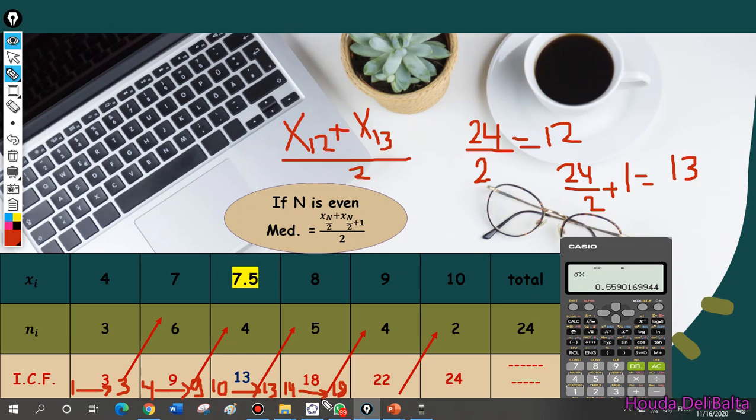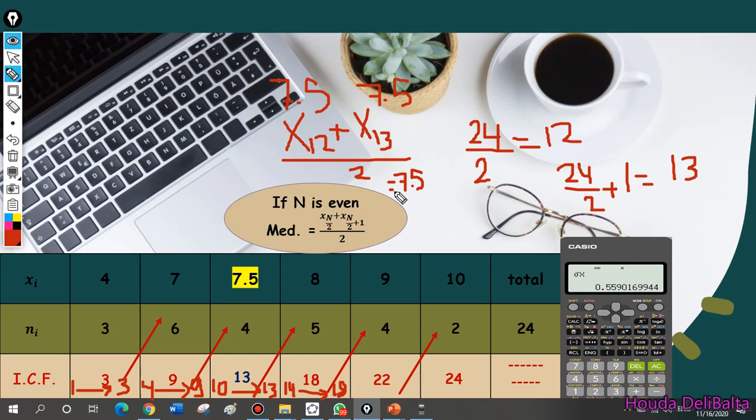We don't care about these because all we care about are 12 and 13. Now, where are the 12th value and the 13th value found? They are found among 10 and 13. Then the 12th value is 7.5, and the 13th value is also 7.5, and definitely if we add 7.5 together and then divide by 2, we are going to get 7.5.